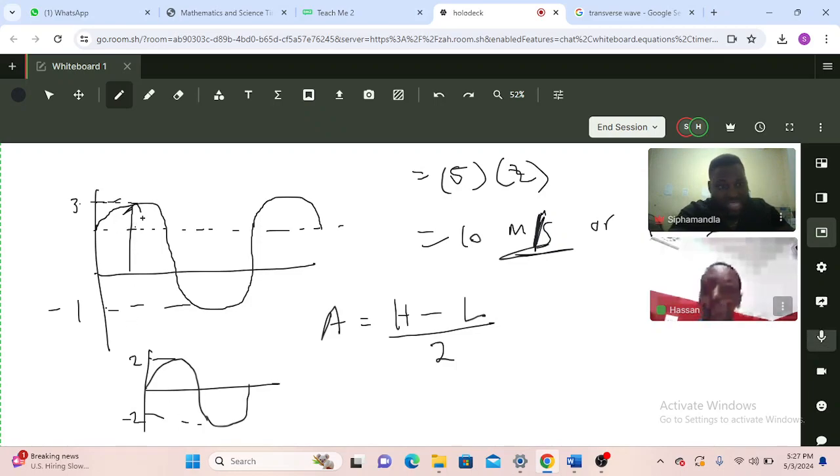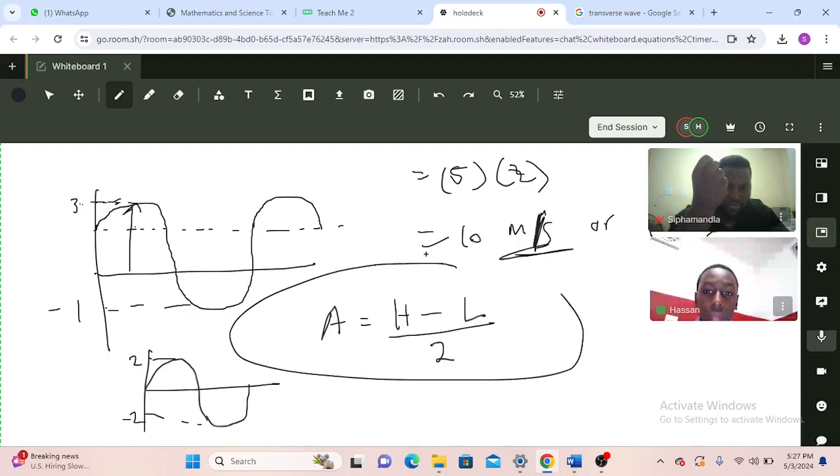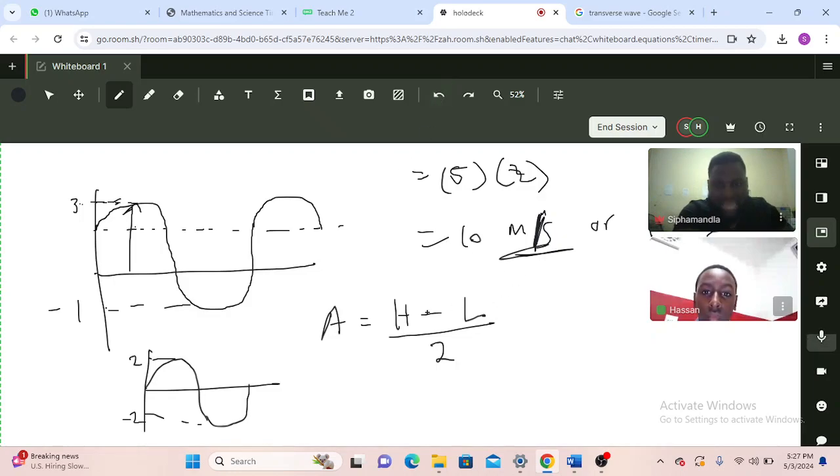But here you can see that is the trick, because the maximum point is 3, while the minimum point is -1. It's not easy for you to detect the amplitude, but if you use this formula, you are able to calculate it, because they can ask you what is the amplitude for this wave. In order to calculate the amplitude, you need the highest point or the maximum point, which is this point over here, minus the lowest point, which is that point over there, divided by 2.